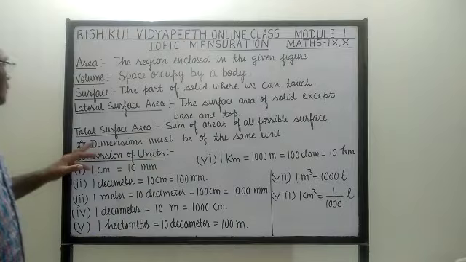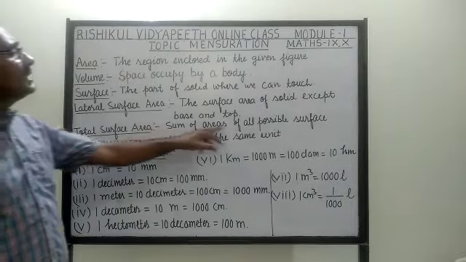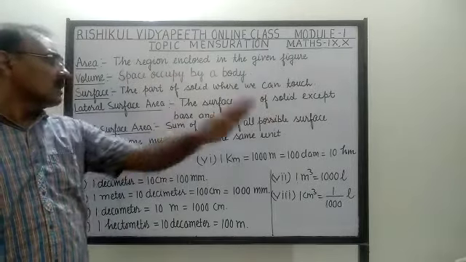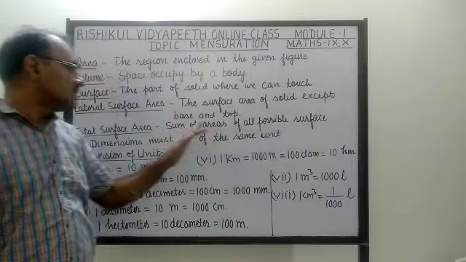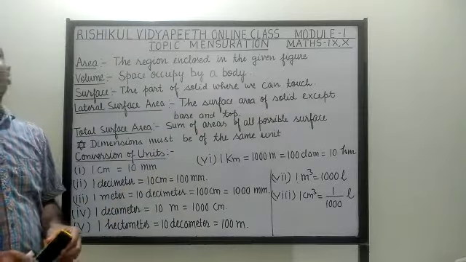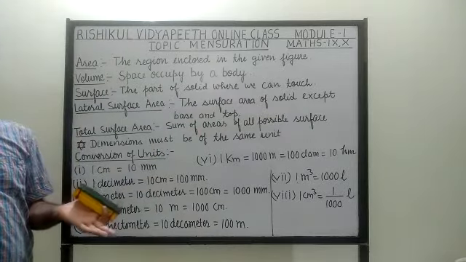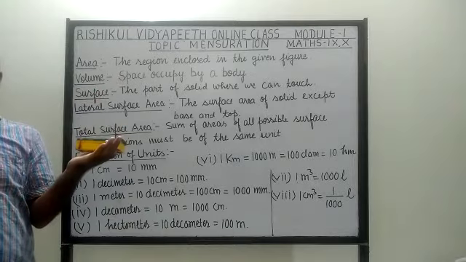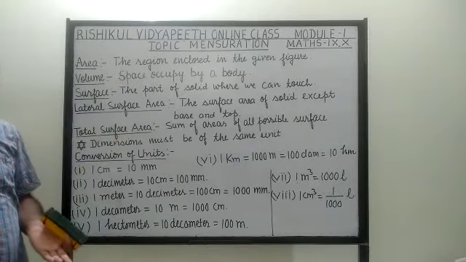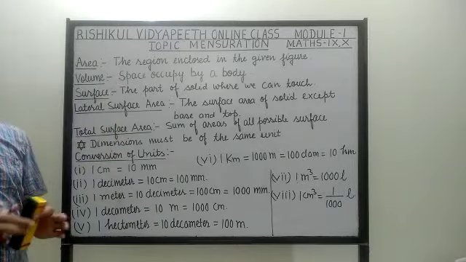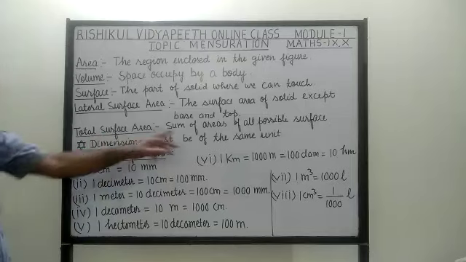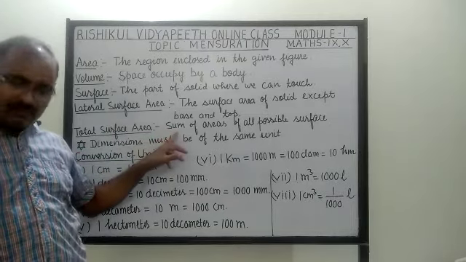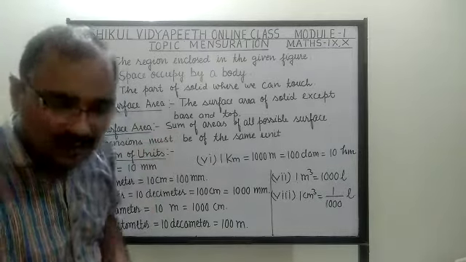And then total surface area: the sum of the areas of all possible surfaces. For example, in this room, how many faces? 6 faces. All 4 areas of 4 walls, 1 base and 1 top. It's called total surface area. 4 walls and 1 base and 1 top.